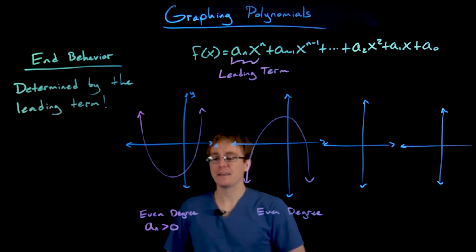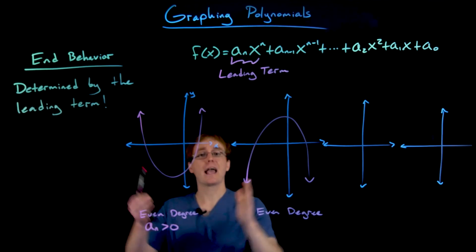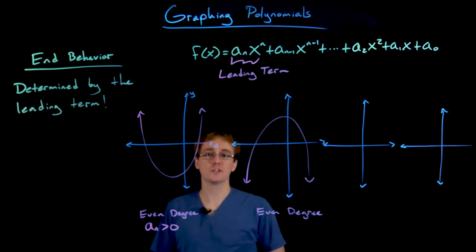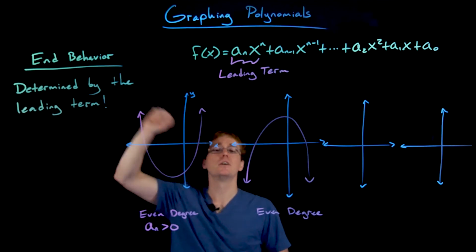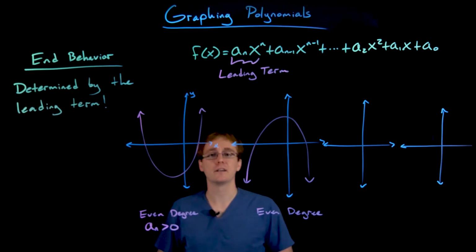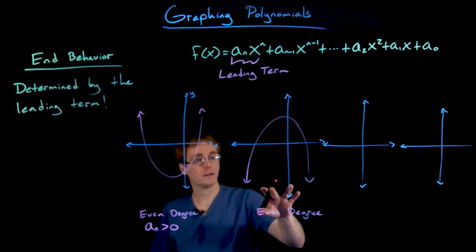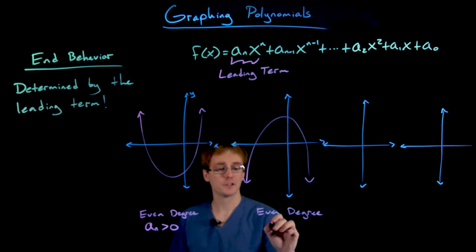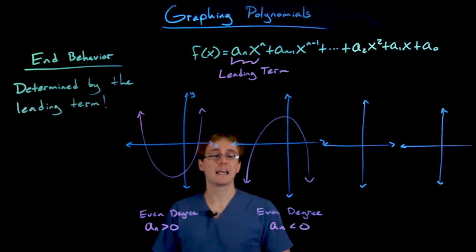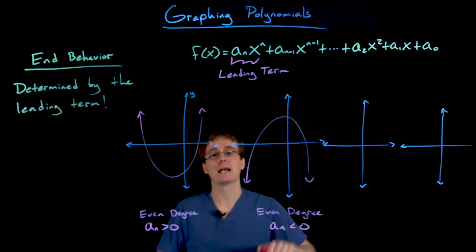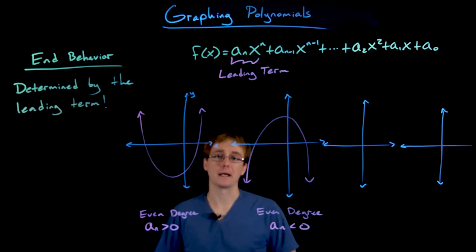Well, if a sub n is positive, then the end behavior of our polynomial function with an even degree leading term is also going to be positive in both directions, meaning as we head to the left, we're going up, or as we head to the right, we are going up. And so if our leading coefficient, a sub n, is less than 0 or negative, that's when we're going to have the end behavior where we go down as we move to the left or to the right.